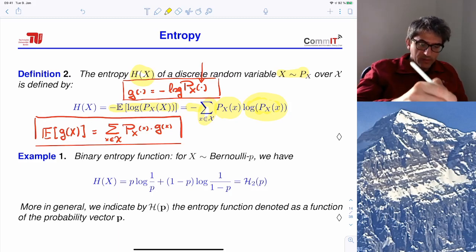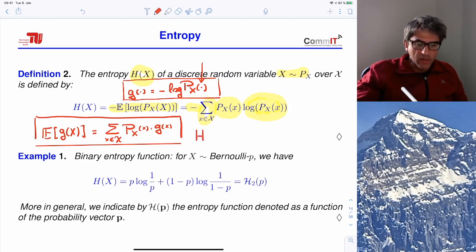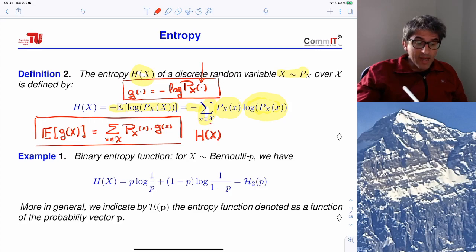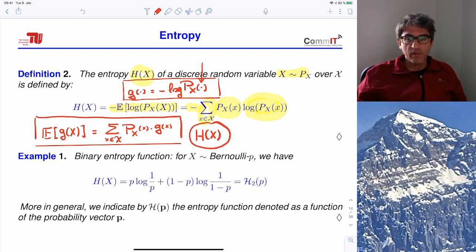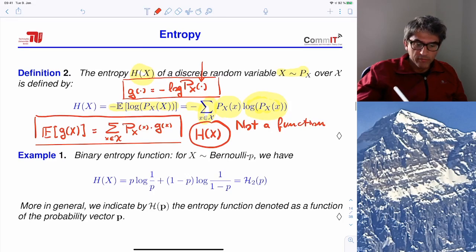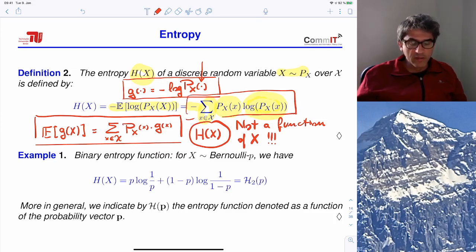Notice one thing. This is very important to remember. Although the notation H of X may hint that this is a function of the random variable X, which would make this thing random because a function of a random variable is a random variable itself, this is not a function of X. In fact, this expectation, as all expectations, is a number, a deterministic value, something you can compute and has a specific number. So the symbol H of X, the entropy of the random variable X, is a number.